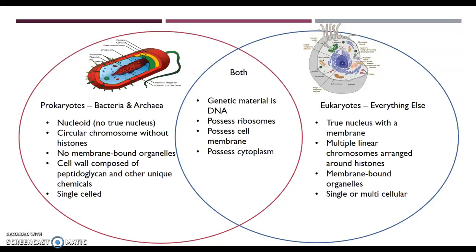There are some traits that are shared by both cell types. Both prokaryotes and eukaryotes possess DNA as their genetic material. They also contain ribosomes, which function in the production of proteins. They also both possess a cell membrane to protect the cell and give it its shape. And they also include cytoplasm within that cell membrane that everything else is sort of floating around in.